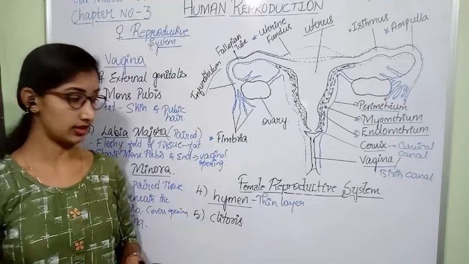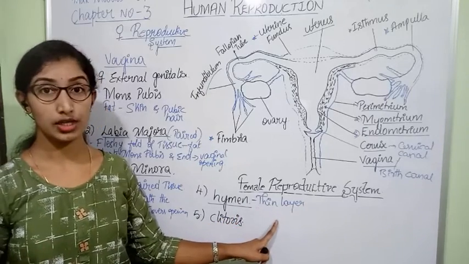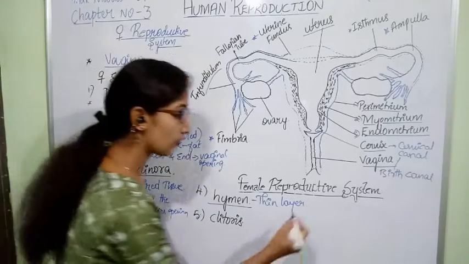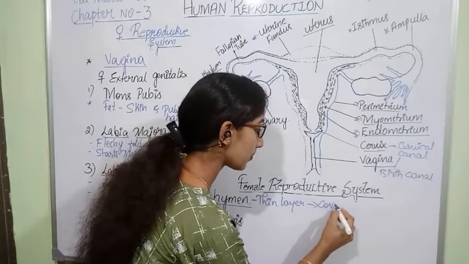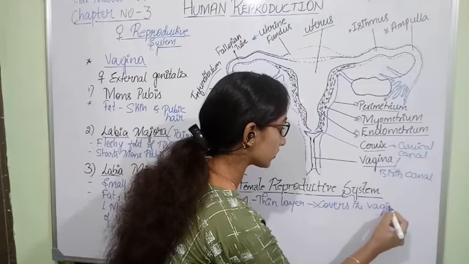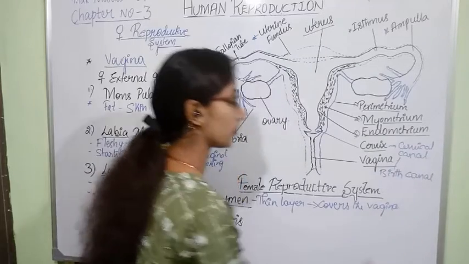Like these activities, the hymen may also be torn. First of all, the hymen is a thin layer which covers the vagina, or covers the vaginal opening.